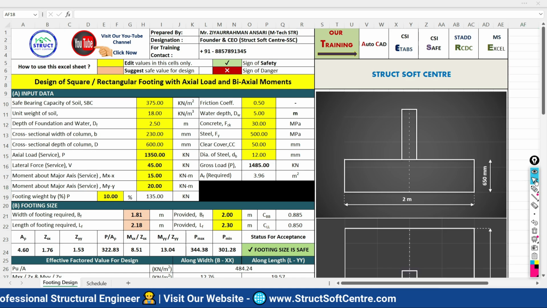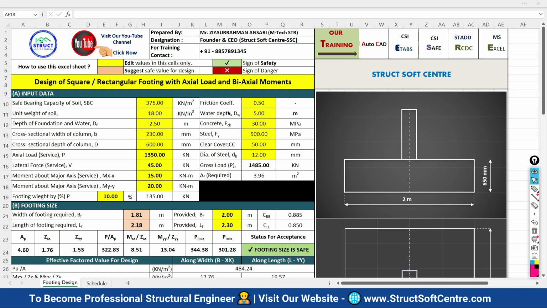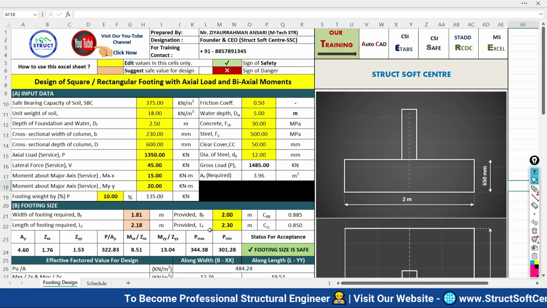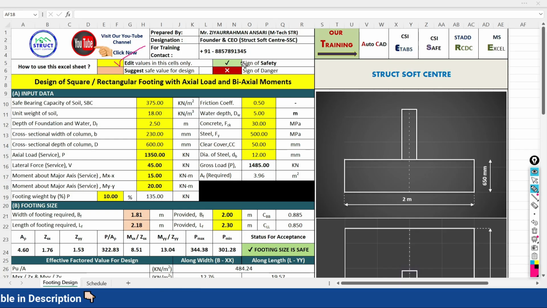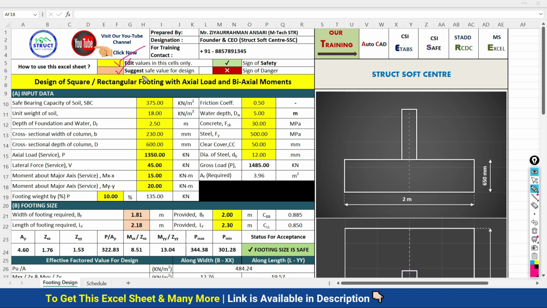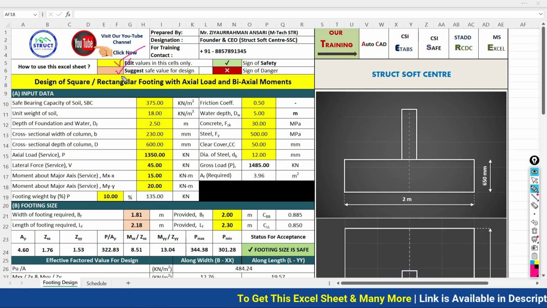Now, one by one we have to do the steps for the purpose of designing. But before that, let's try to understand how to use this spreadsheet. Some guidelines are given on how to use it. You have to edit the values only in yellow cells. Wherever white cells are present, you don't need to do anything. A green cell is the sign of safety or a safe design. An orange cell shows you a value which is close to safe. That is the suggesting cell.